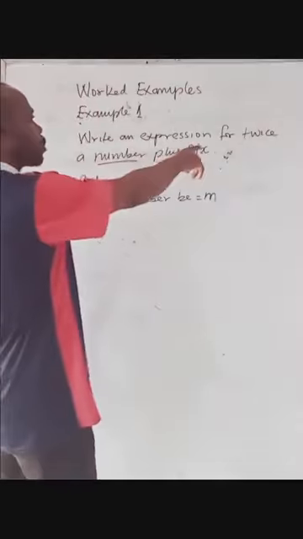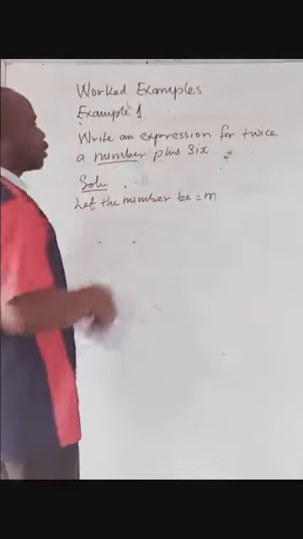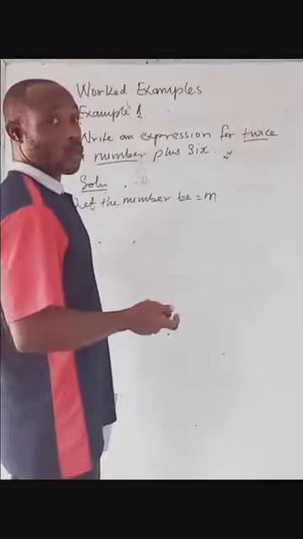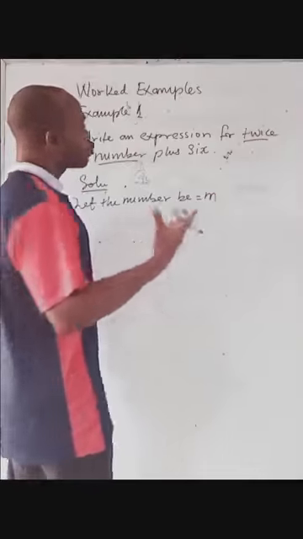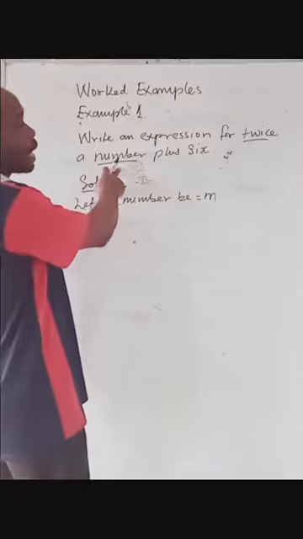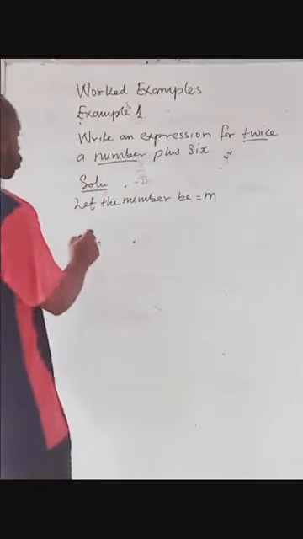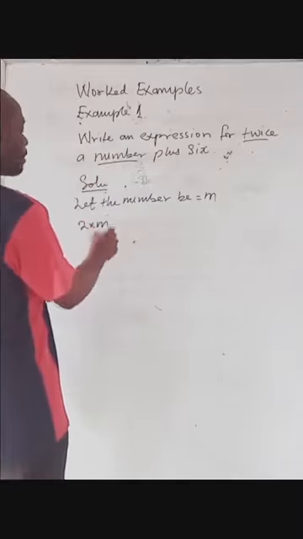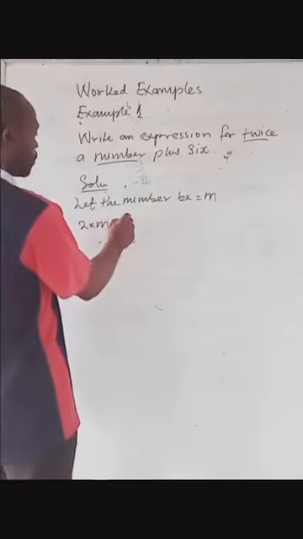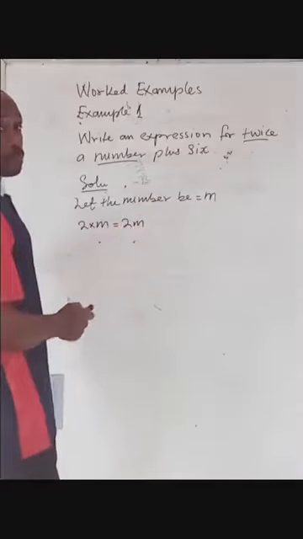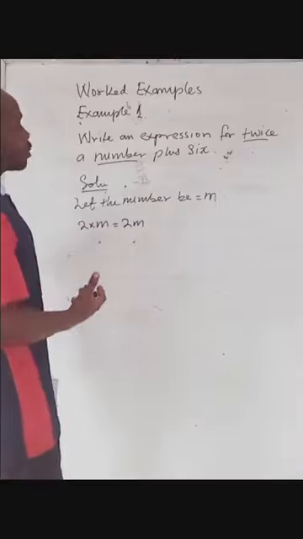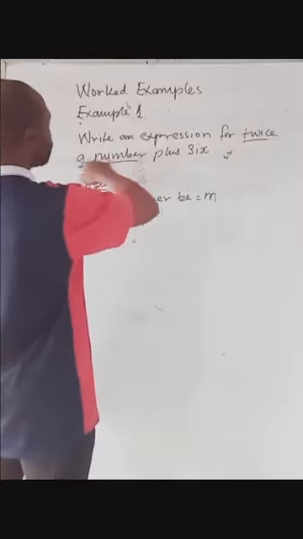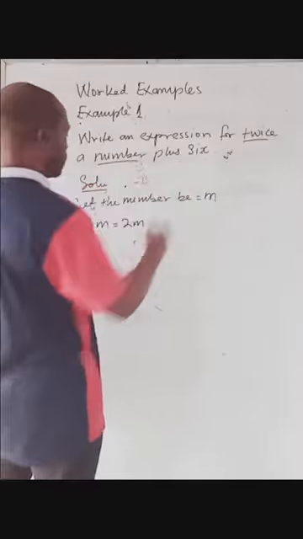So write an expression for twice a number. Twice a number means twice. What's the meaning of twice? Twice is 2. So twice an unknown number means 2 multiplied by the unknown number, which is m. And that is going to give us 2m. Last part of the question says plus 6.